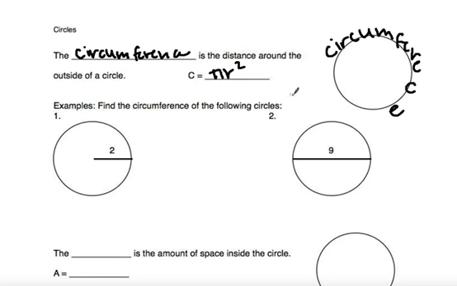So if we want to define the circumference for the following circles, this one has a radius of 2. So if I was finding the circumference for this one, it would be c equals pi 2 squared because my radius is 2. So the circumference would be pi 2 squared, which would be 4. So the circumference would be 4 pi.